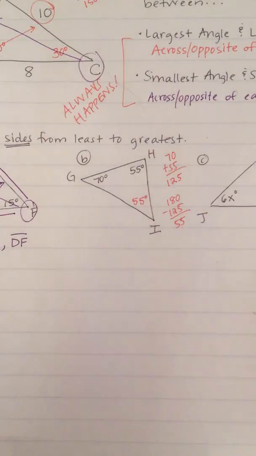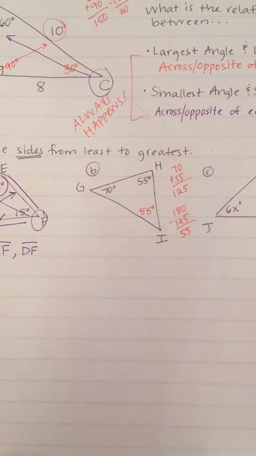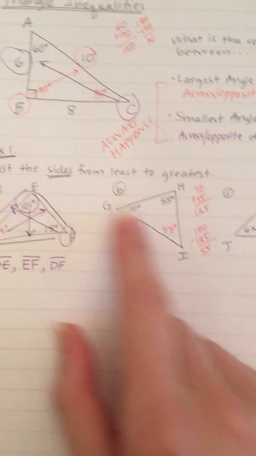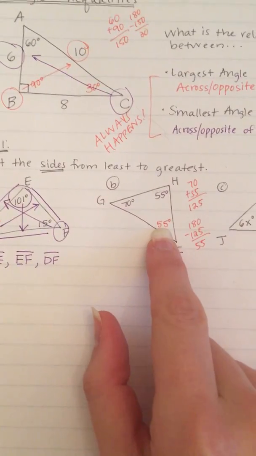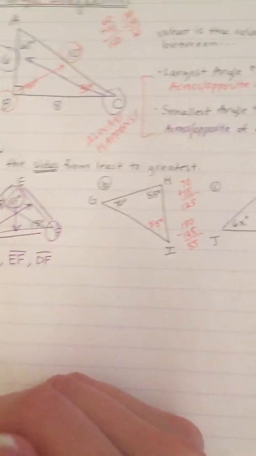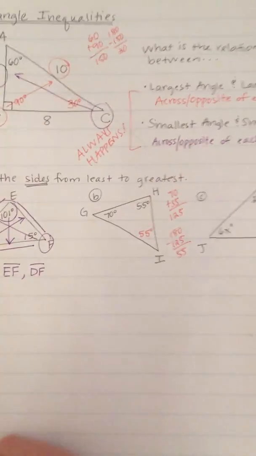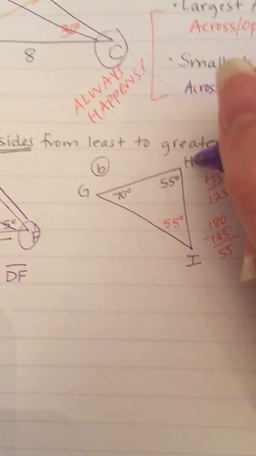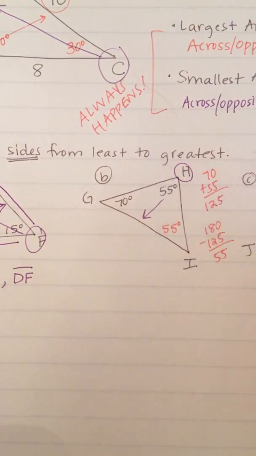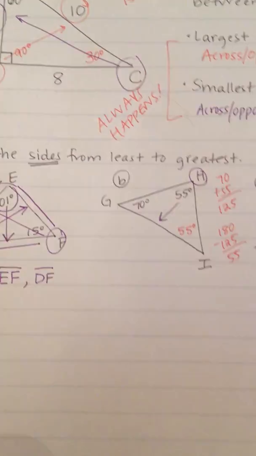Okay, so, all right, I actually have 2 angles that are equal to each other. So these are both the smallest angle, so whatever's across from them are both going to be the smallest side. So it does not matter which one you start with. Let's say I start with angle H. What side is across from angle H? Side GI.